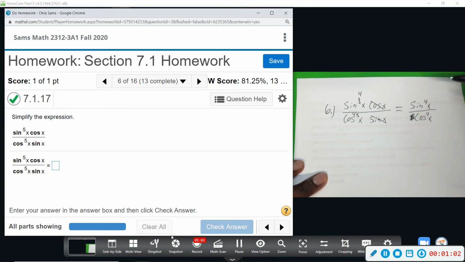Now the trig identity is sine divided by cosine is equal to tangent. So since they're to the 4th power, this is just equal to tan to the 4th power of x.